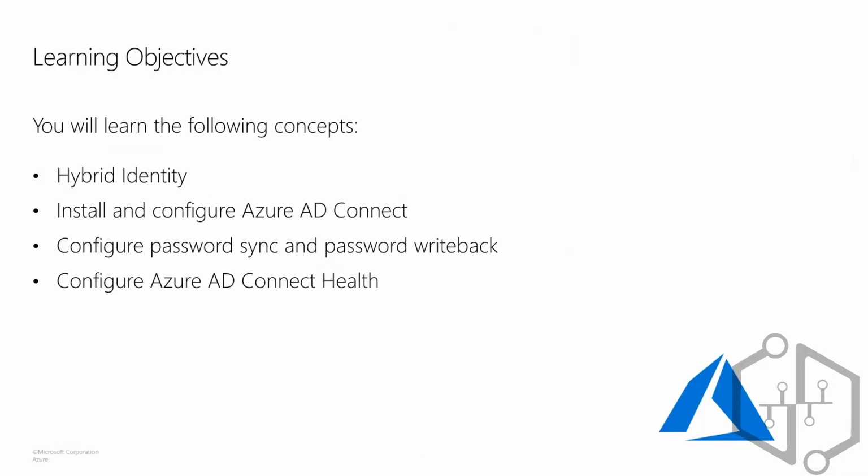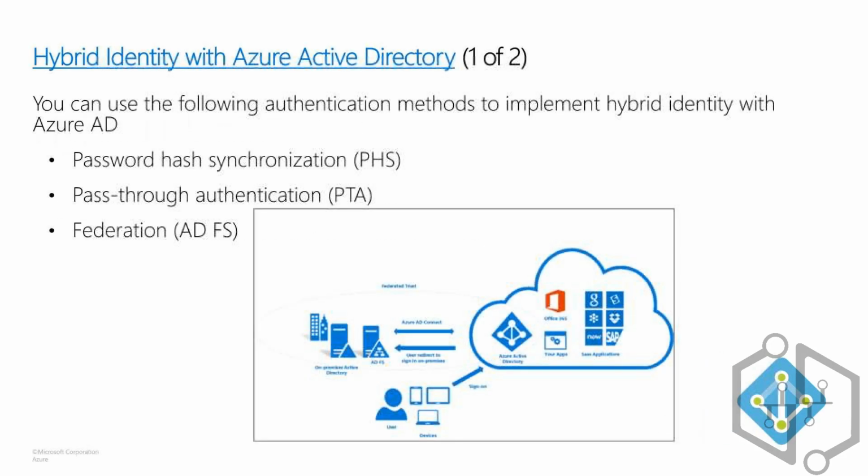Here what we're going to discuss is hybrid identity, and the installation and configuration of Azure AD Connect. What are the options over here? What if you are making any changes within Azure Active Directory, especially to a password, and you have to write it back to your on-premises environment? That is something called password writeback. So let's begin with hybrid identity.